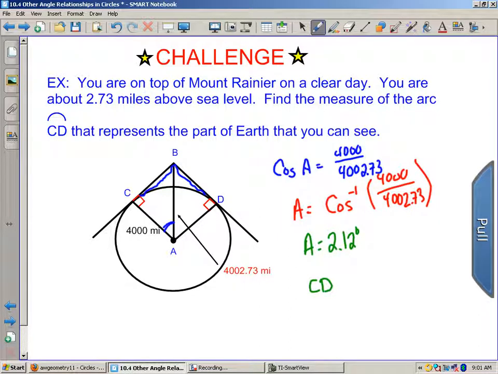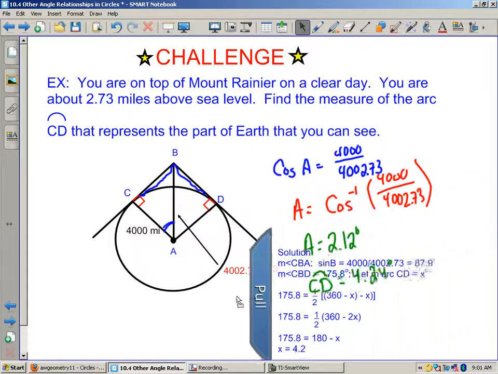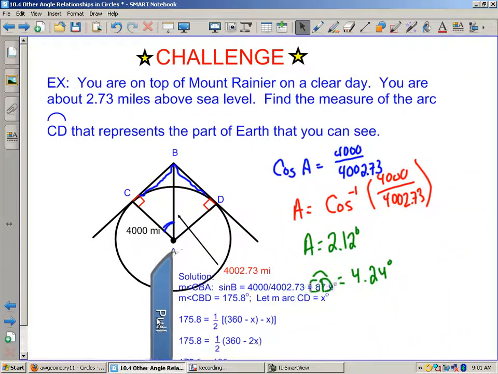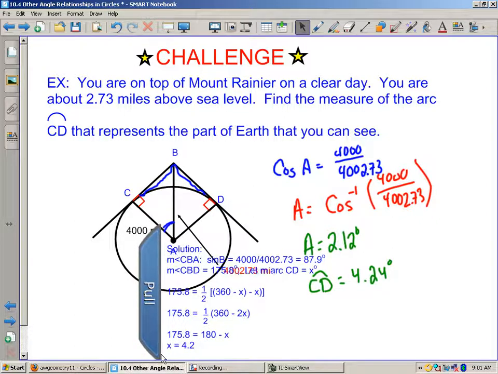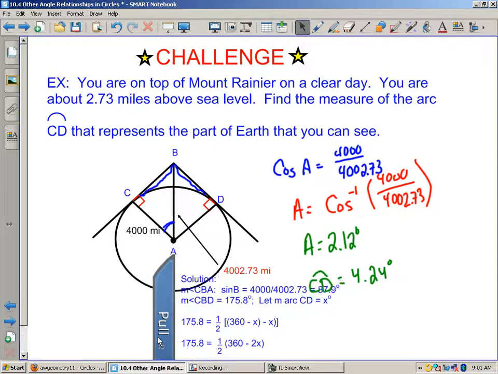And let's see how I did. They did it with our previous formula, and they got 4.2 degrees. So you could have used the previous formula. They used trig to get it, which is a lot harder. I'll leave that solution there. You can see how they did it with the properties that we had.